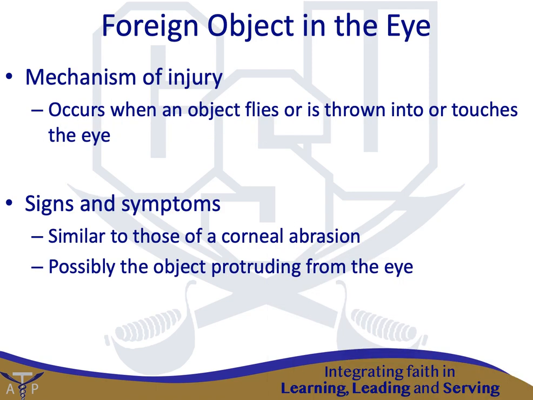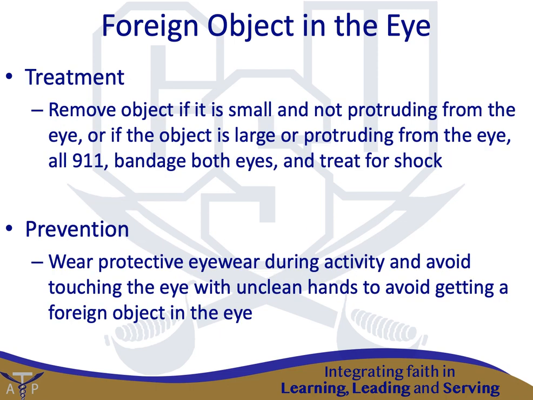For a foreign object, like I said, very similar to a corneal abrasion, but the mechanism is different. So this is when an object flies into the eye or is thrown into the eye, or when somebody touches or something gets in the eye and touches the eye. Signs and symptoms are very similar to corneal abrasion, but the foreign object may be actually protruding from the eye. So this could be a nail, this could be another implement, or God forbid, a pencil that gets stuck in somebody's eye, but something that may be protruding from the eye.